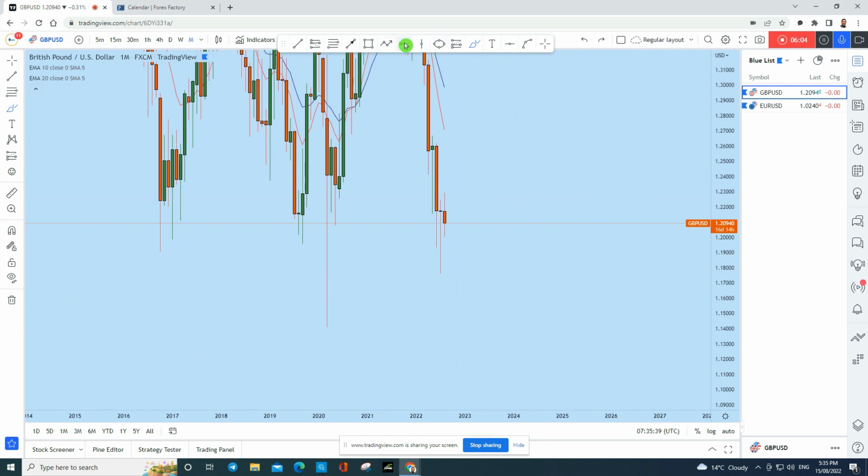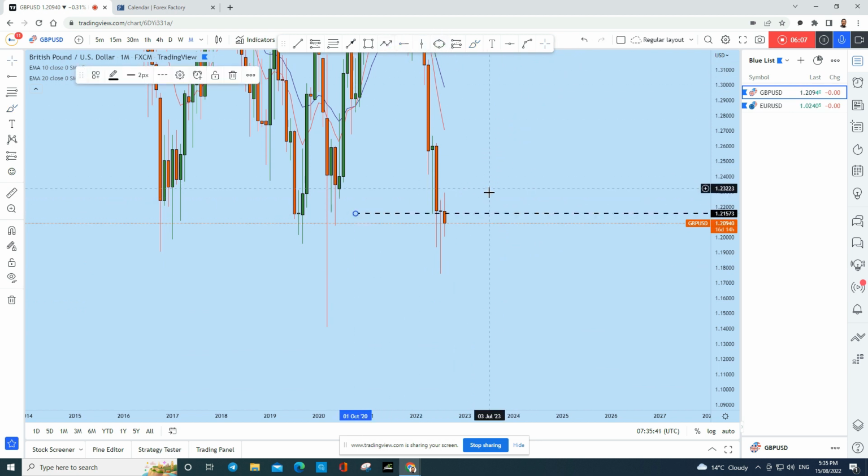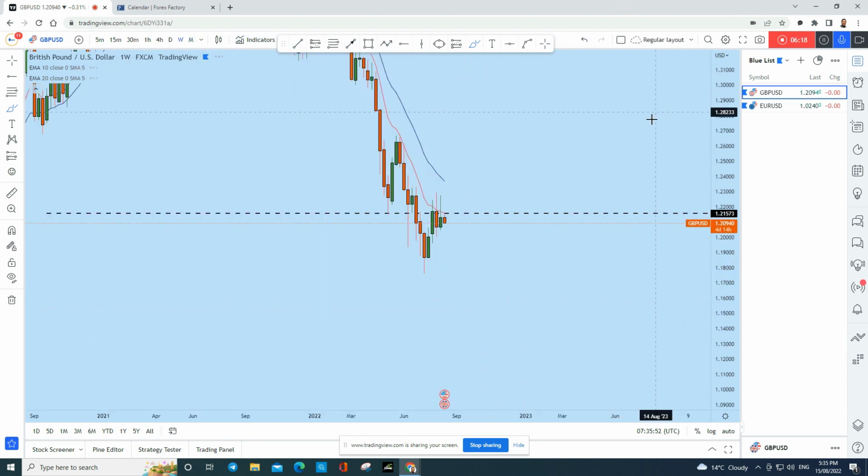Now if we draw, the same way, a possible level of support with this long doji on the British Pound US Dollar, that can now provide us a resistance for this move to the downside. So with that said, let's look at the weekly perspective.